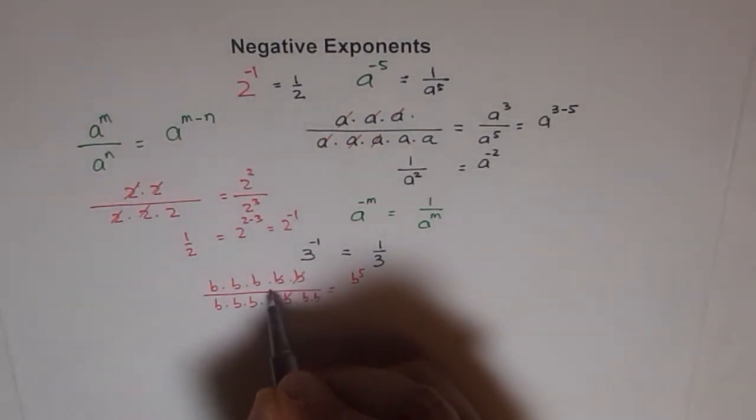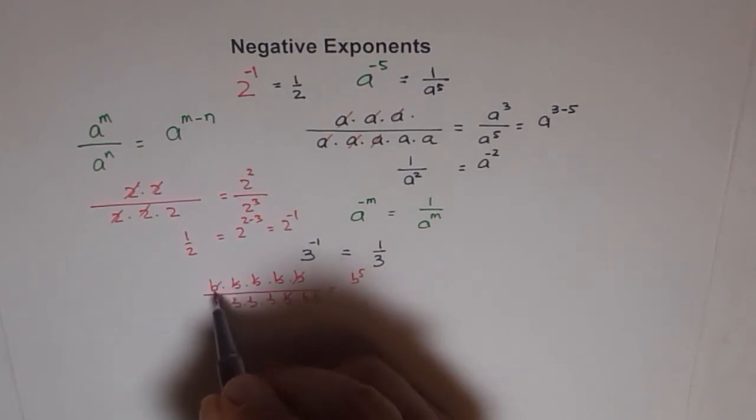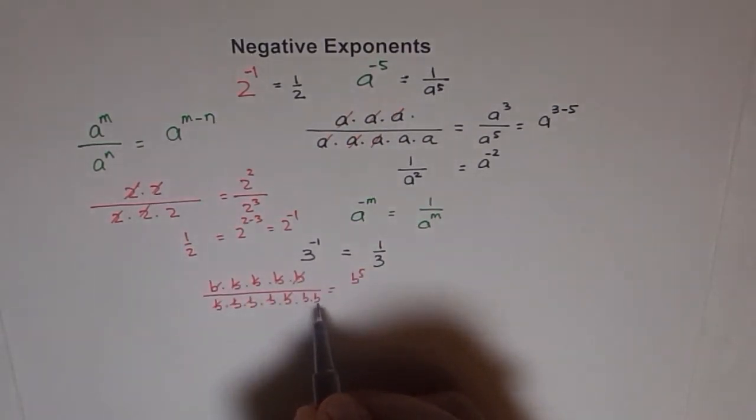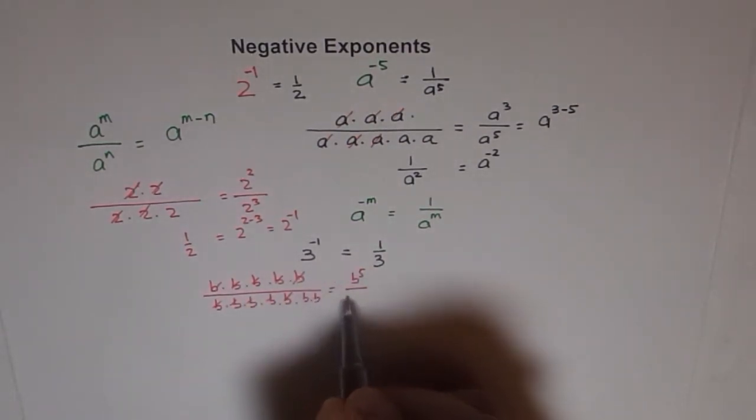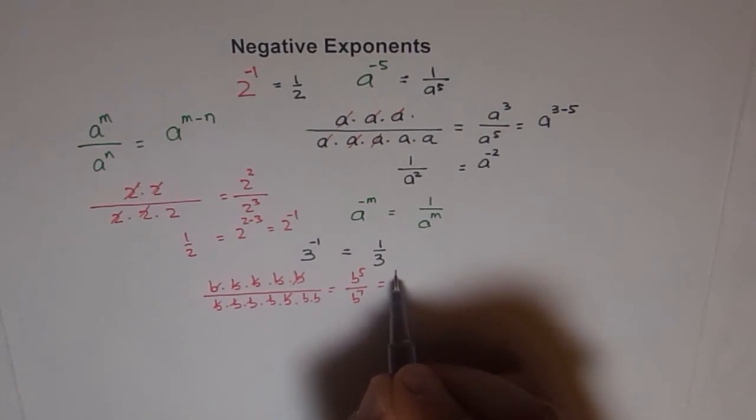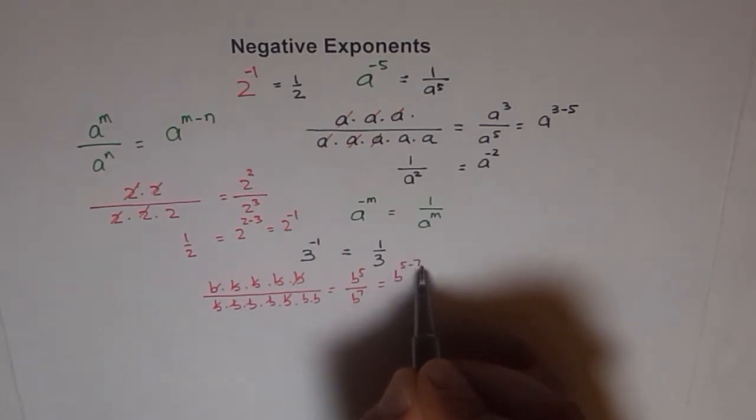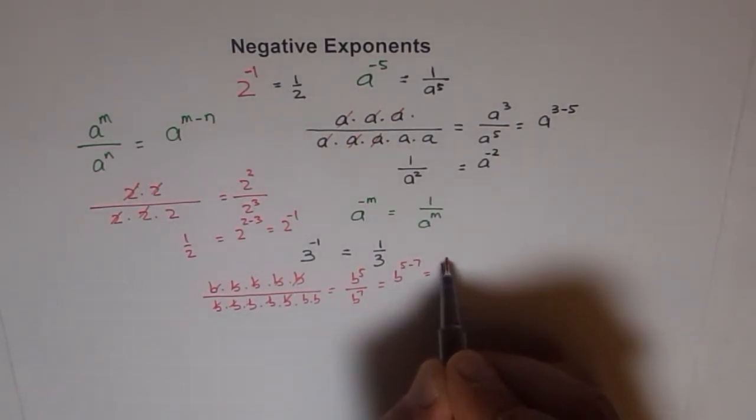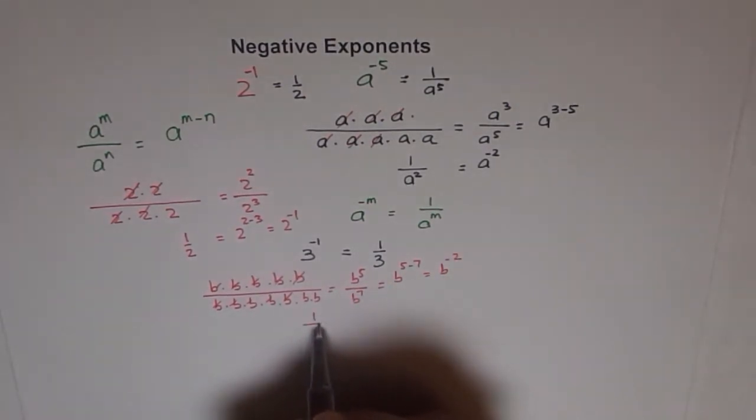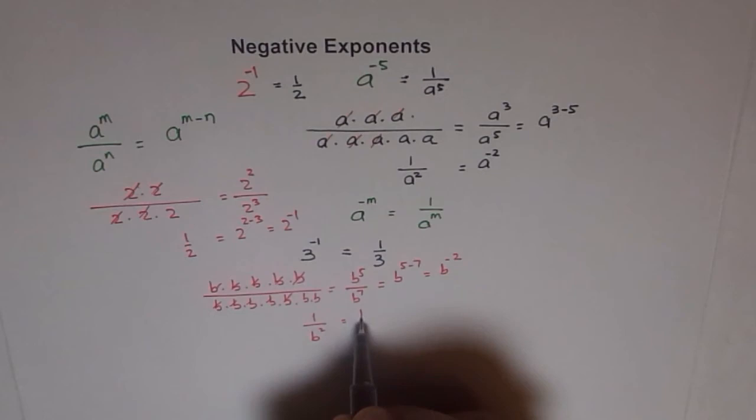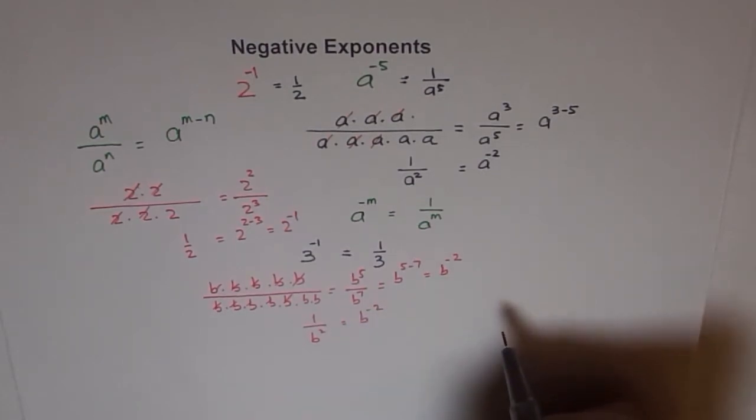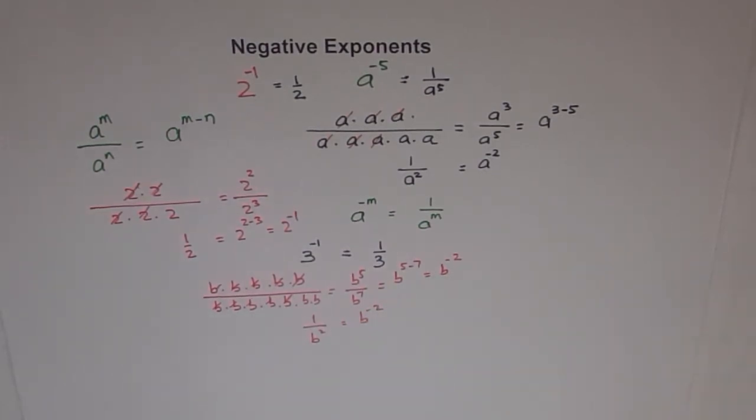So these 5 will cancel out, right? How many will be left? These 2, do you see? So we have 5 plus 2, 7 in the denominator. That is b to the power of 7. So we get b to the power of 5 minus 7, which is b to the power of minus 2. And what is that? 1 over b square equals b to the power of minus 2. So it works for all combinations, correct?